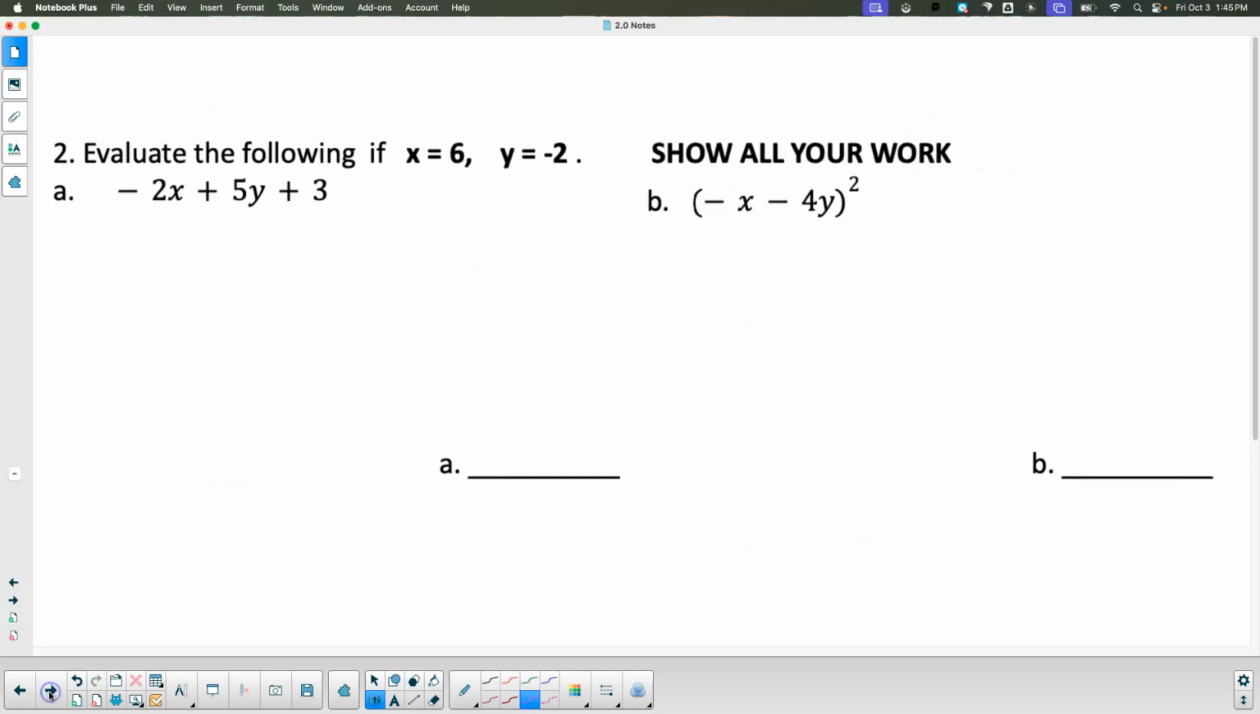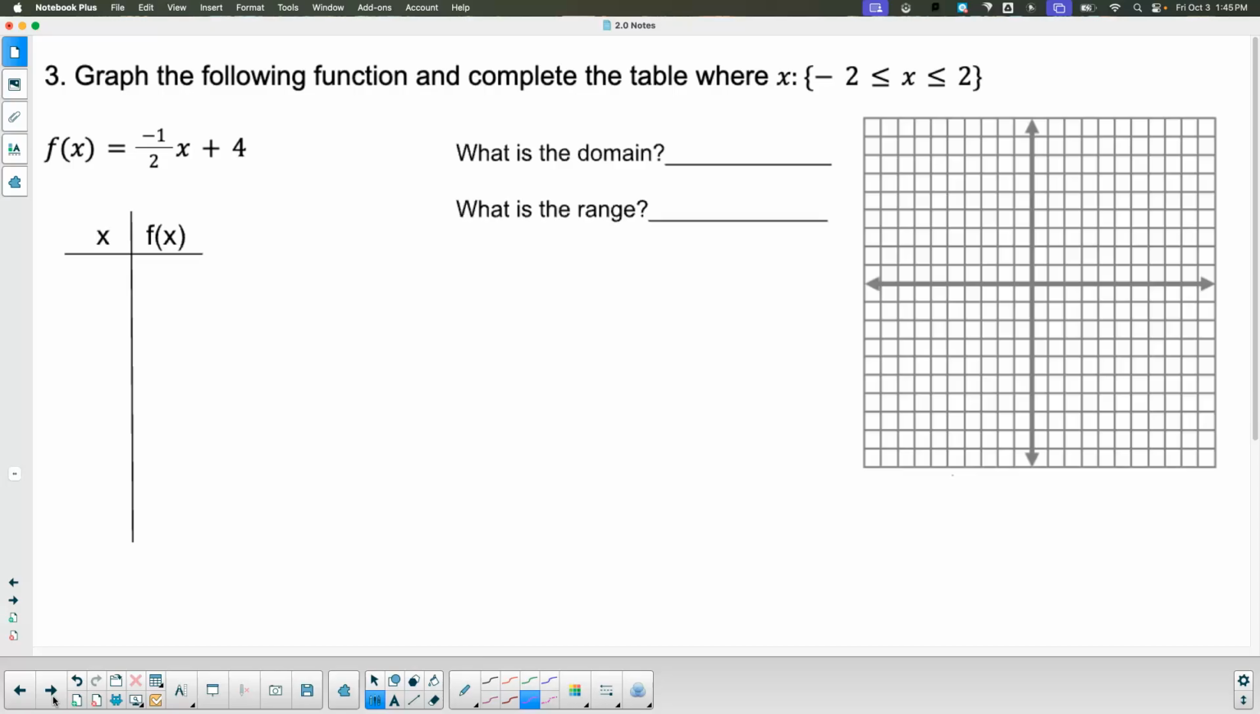So if you look at numbers 3, 4, and 5, your domain here is restricted, so you should always start with -2, -1, 0, 1, and 2. Because it's always what your domain is restricted to. Okay.